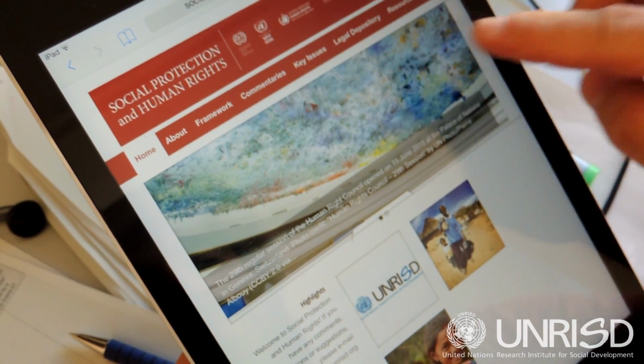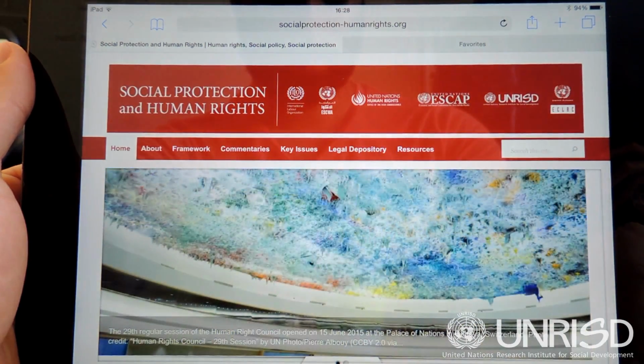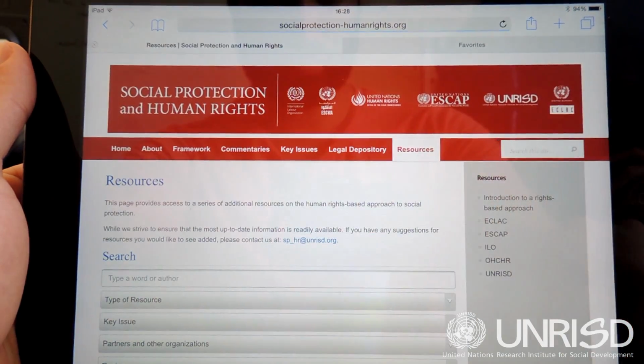Another important component is expert commentaries. We have leading practitioners and academics commenting from a critical perspective on the human rights approach to social protection. We think that this is a critical contribution, a unique contribution, and it's original writing for UNRISD in this sense. Another component of the framework is resources.